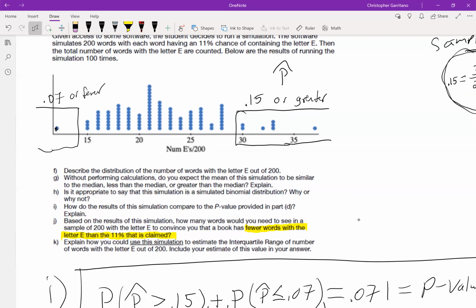As far as part K, I'm not going to go into the details, but basically you would use this. Remember, this is a partial construction of the sampling distribution of p hats. And so what you would do is just find Q1 based on this dot plot, find Q3 based on this dot plot, and subtract those two numbers in order to get the IQR of the distribution of p hats.